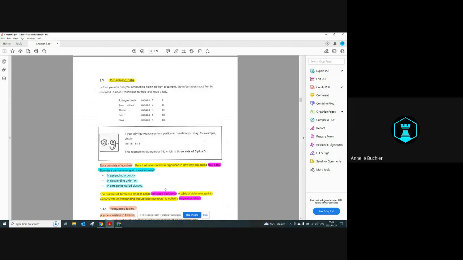Raw data can be arranged in various ways. It can be ascending, descending, or it can be in different categories called classes, okay? The number of items in a class is called the class frequency. A table of data arranged in classes with corresponding frequencies is a class frequency table, okay?